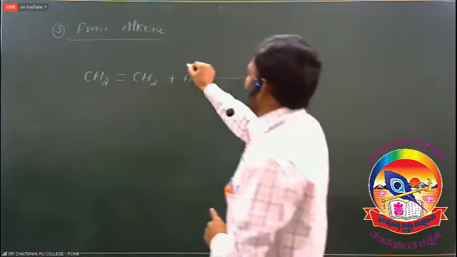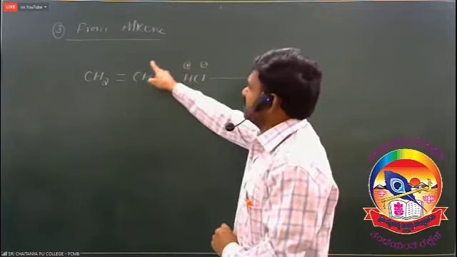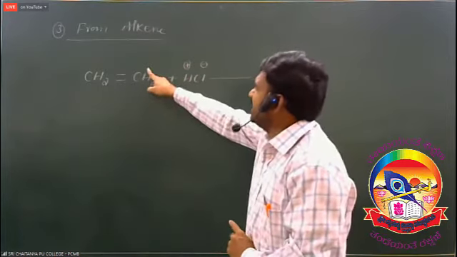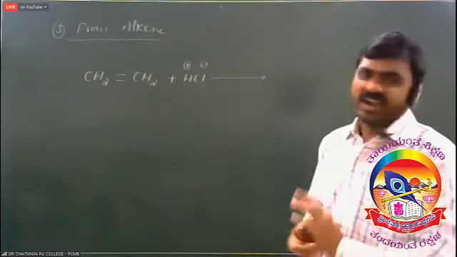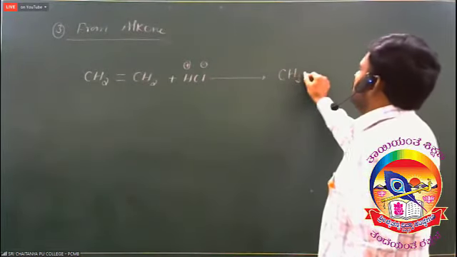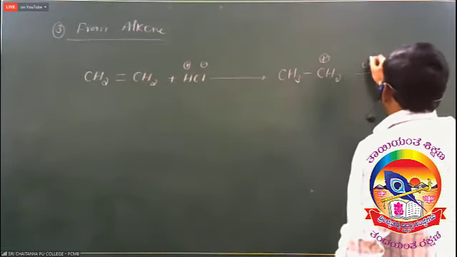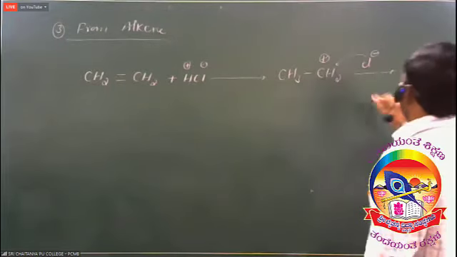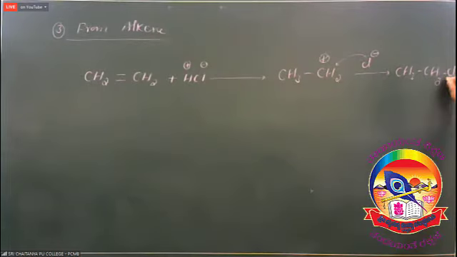So HCl is ionized to H plus and Cl minus. The first attacking species is H plus. In the second step, Cl minus attacks the carbocation. Here CH3CH2 plus is formed in the first step. Then Cl minus attacks the carbocation, and in the second step CH3CH2Cl, ethyl chloride, is obtained. So this reaction takes place in two steps.